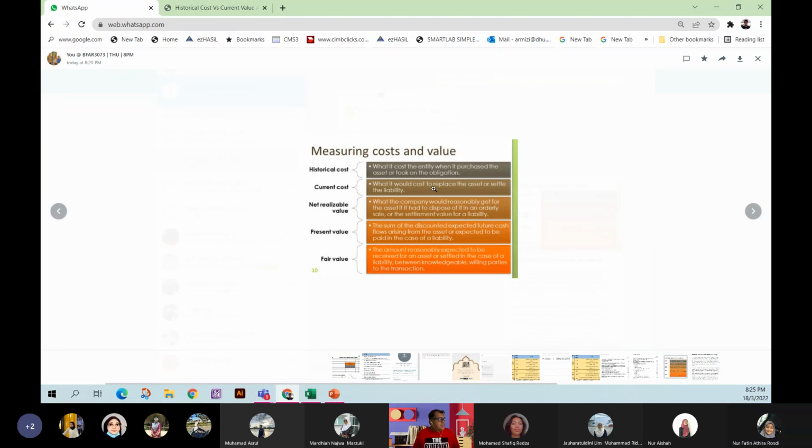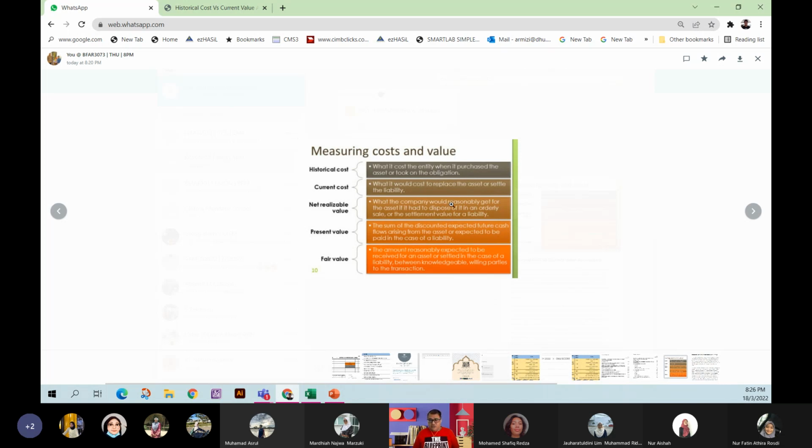Okay, based on this one, historical cost and current cost. Historical cost is what it cost the company when the company purchased the asset or took on the obligation. It means historical cost is the price of the asset when you bought it, the cost based on your receipt. Okay, for example, the company buys a building.